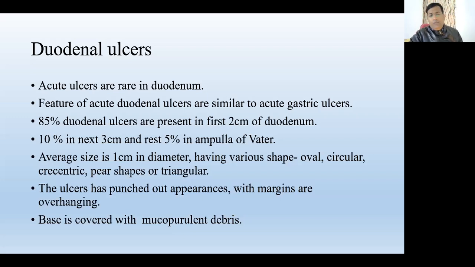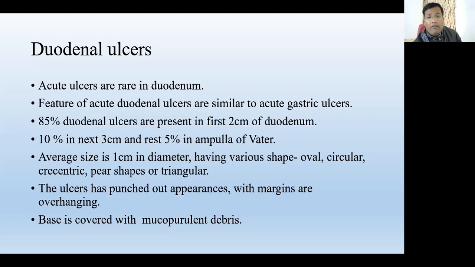85% of duodenal ulcers are present in the first part of the duodenum, meaning within 2 centimeters of the duodenal and stomach junction, 10% in the next 3 centimeters, and 5% in the ampulla of Vater. The average size of the ulcers in the duodenum is 1 centimeter in diameter, and they may have different shapes: oval, circular, eccentric, or sometimes pear-shaped or triangular ulcers.